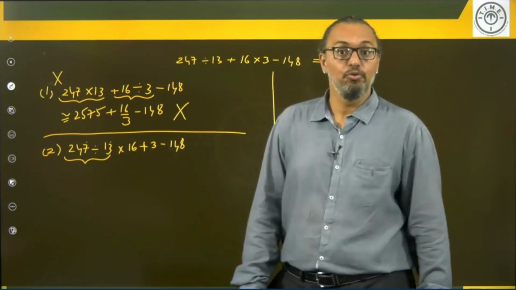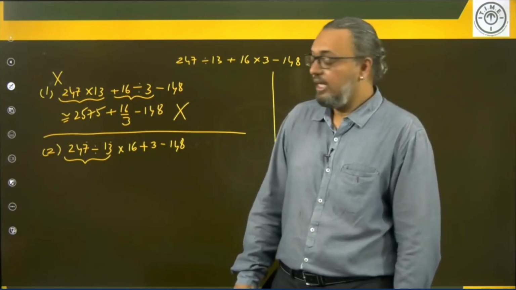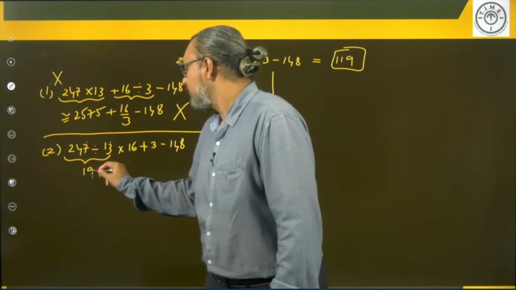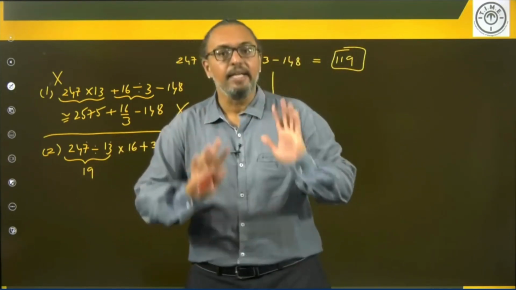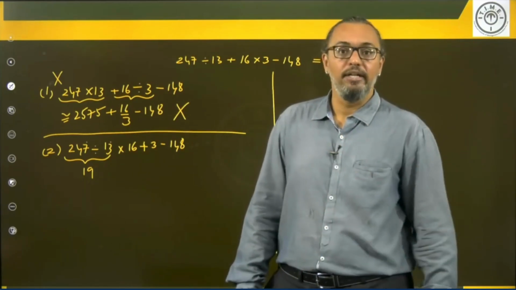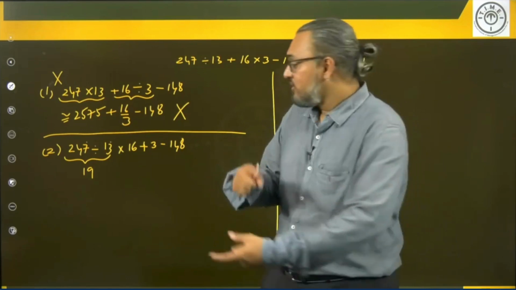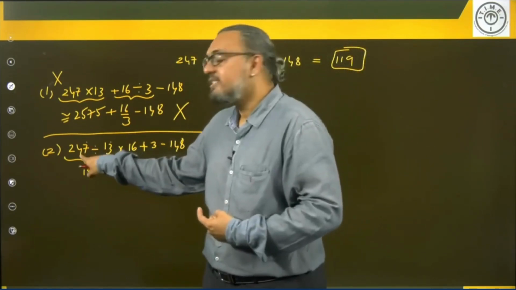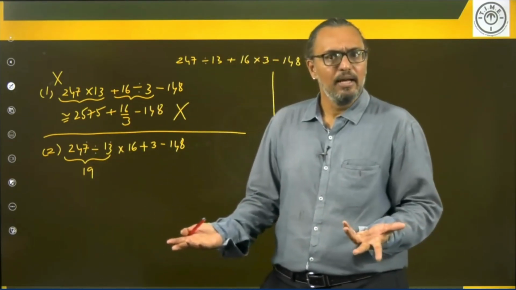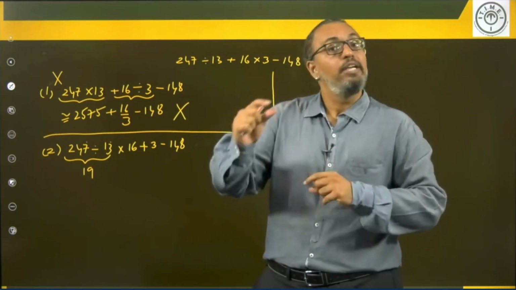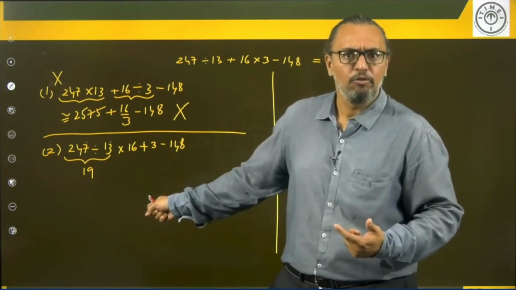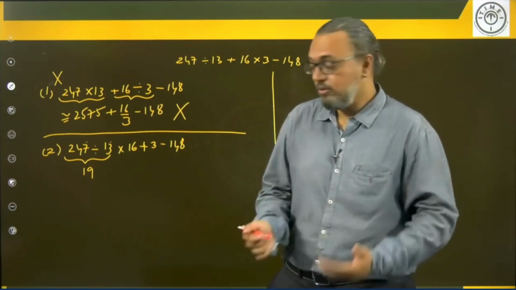So it is not 117, it is 247. So 9 is not working out. Then if I do 19, let's say, 13 into 20, because 19 is close to 20. 13 into 20 is 260. From 260, 13 reduction is there. So that means 19 into 13 will be 247. Understood the point? If I reduce 260 by 13, I'll get 247. So it will be 19.